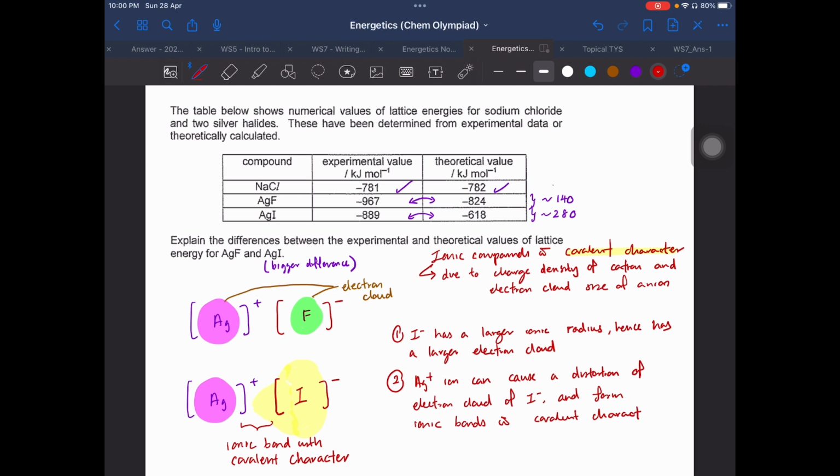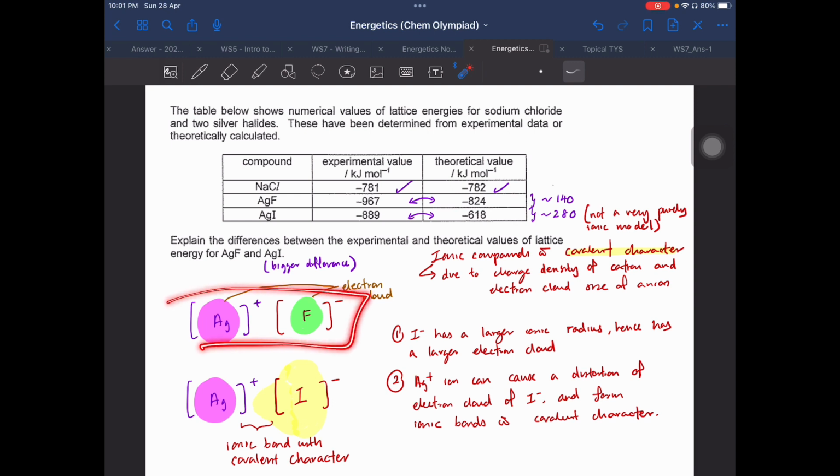And that's the reason why we realize that the theoretical and experimental values for the lattice energy of silver iodide are so different. It is not a purely ionic model. When you look at silver iodide as an example of an ionic compound, as compared to silver fluoride, as compared to sodium chloride, you realize that silver fluoride is also not as perfect as sodium chloride, which means that the cloud is also slightly distorted towards the silver ion.